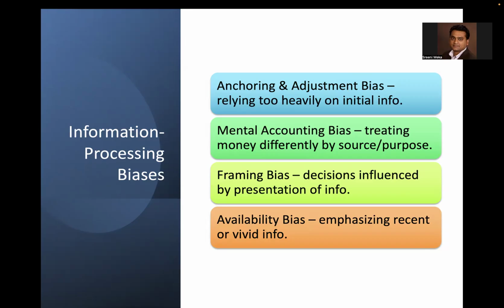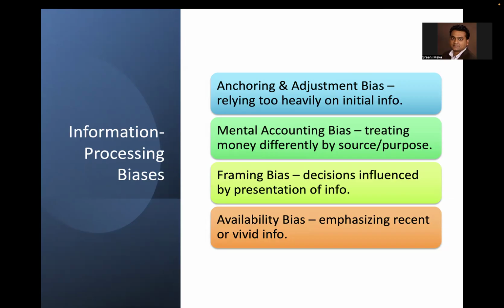The next one is the availability bias, emphasizing the recent information. As I said, availability is as simple as it is. We just ignore the past. Whatever happened recently, that is the information we remember and we'll go down that path. So those are the things from information processing errors.